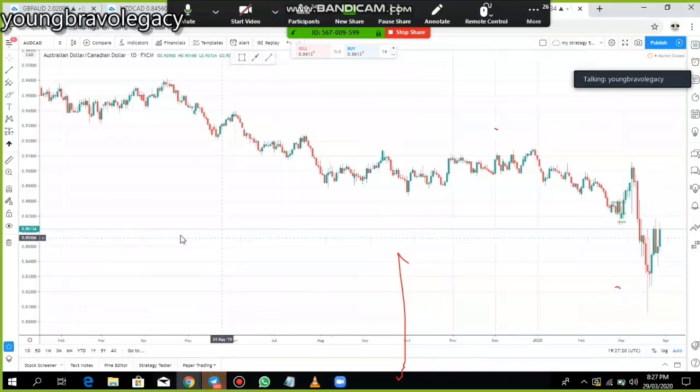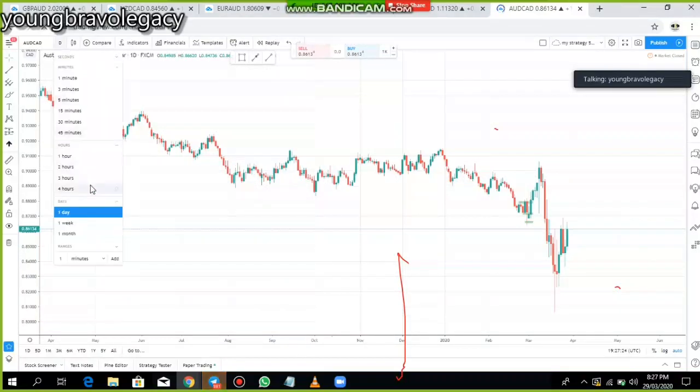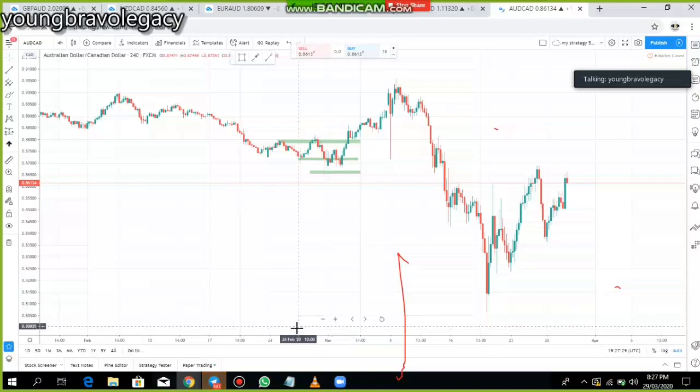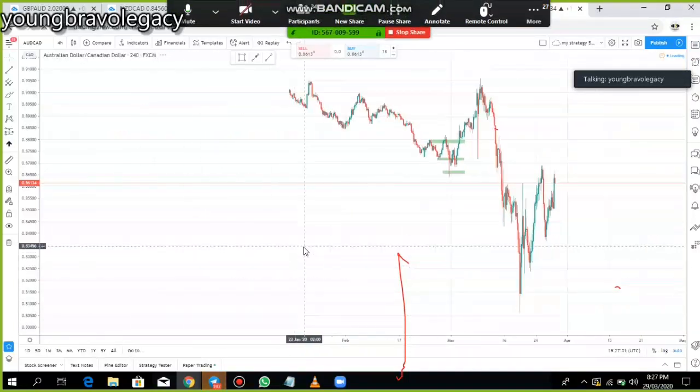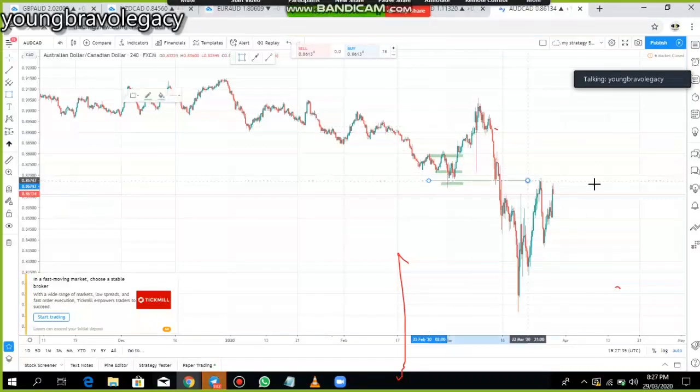This is the daily time frame. Price is presently in a downward trend. Something just happened right now. I've seen something on this trade. The bears are ready to enter this market. So I've seen something here. Let me explain what I saw.